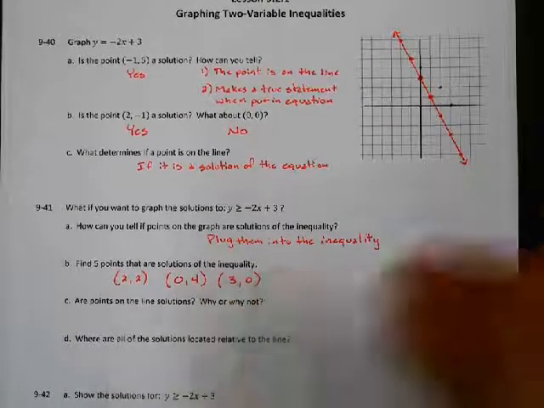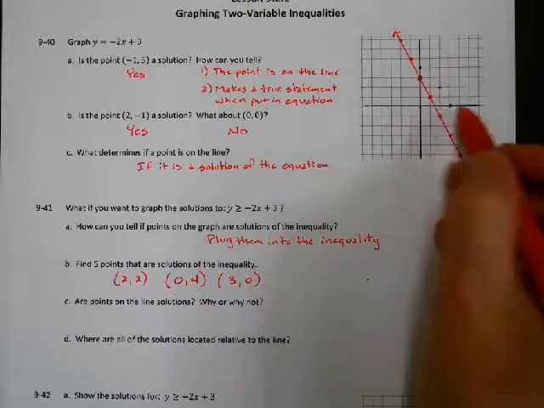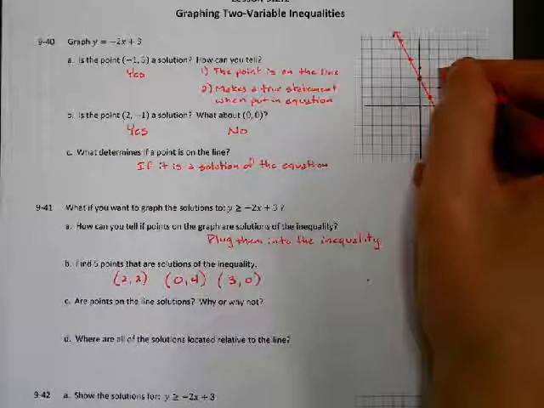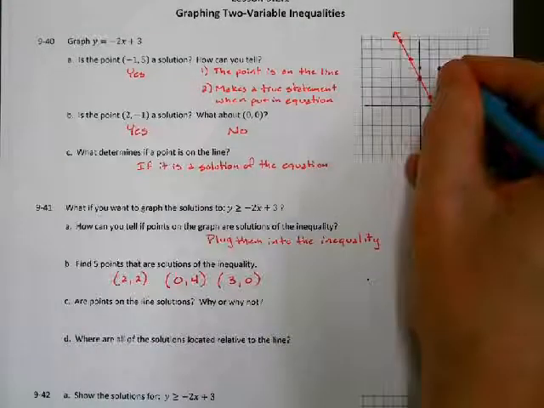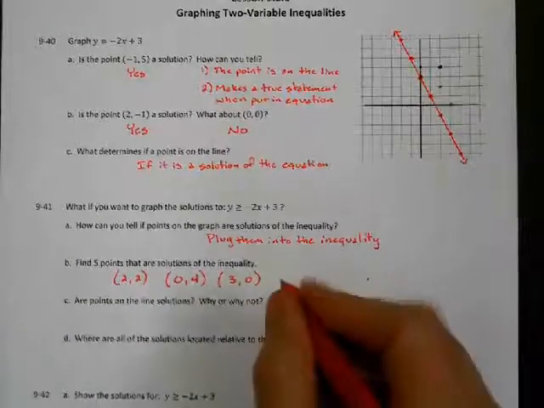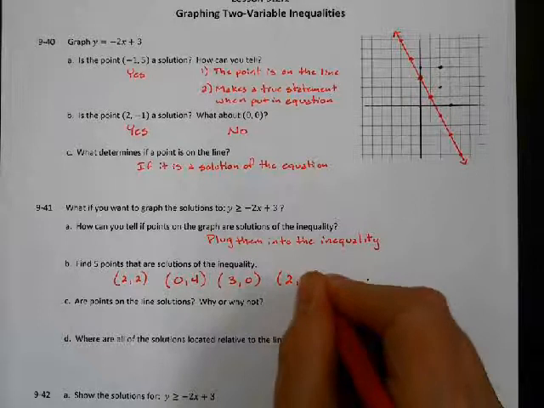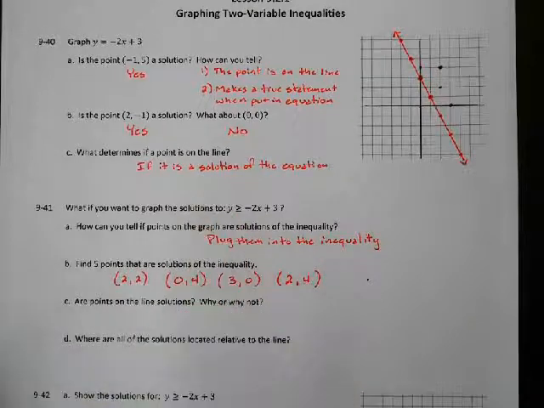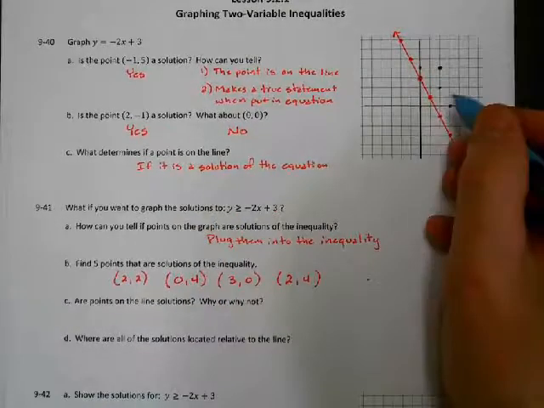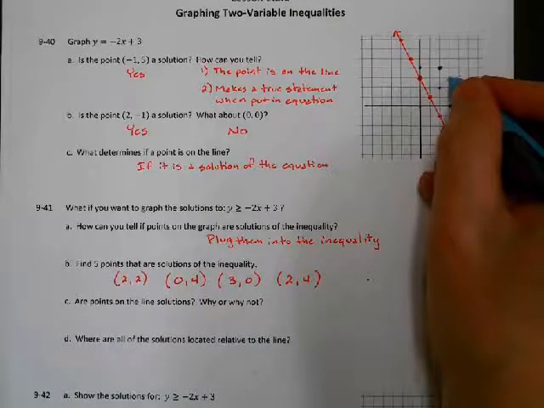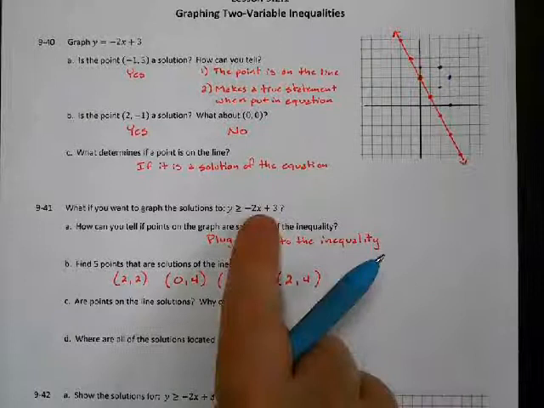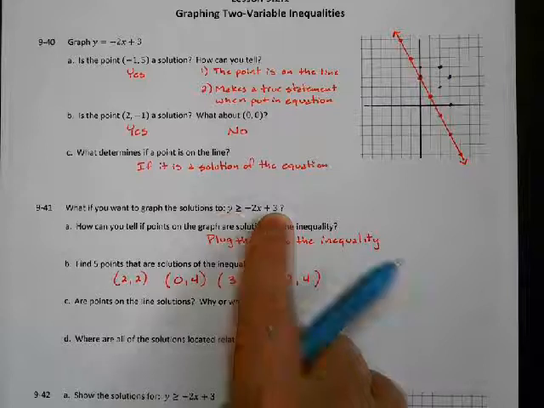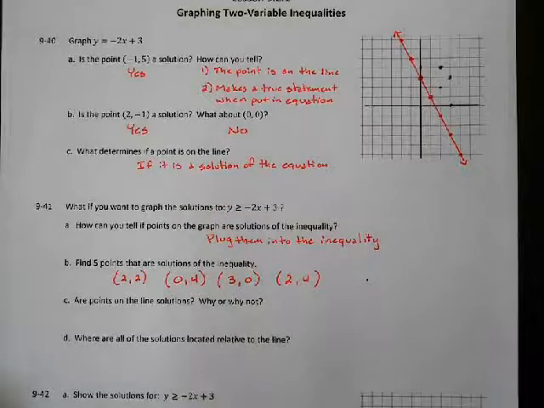See, the pattern here is that every point that I'm picking above the line is ending up working. So if I plugged in 2, 4, that should also work. And it does. Because if I plug in 2 here, remember I got -1, and then this side is 4. So that one works. If I plugged in 3, 3, this one also works. 3 gives me -6 + 3, which is -3. And this is 3. 3 is greater than -3. So 3, 3 works.